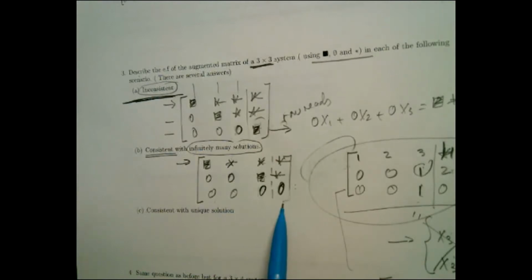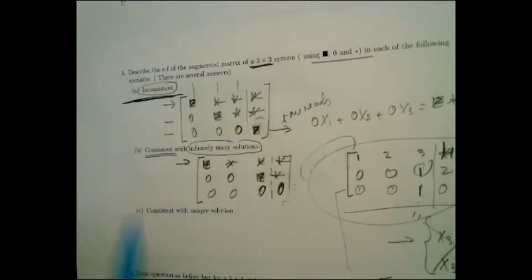Professor? What? I know a lot of students are asking, is this supposed to be a 3 by 3 matrix or 3 by 4? It is a 3 by 3 system. If the system is 3 by 3, the augmented matrix is going to be 3 by 4. Oh, okay. Is that clear?